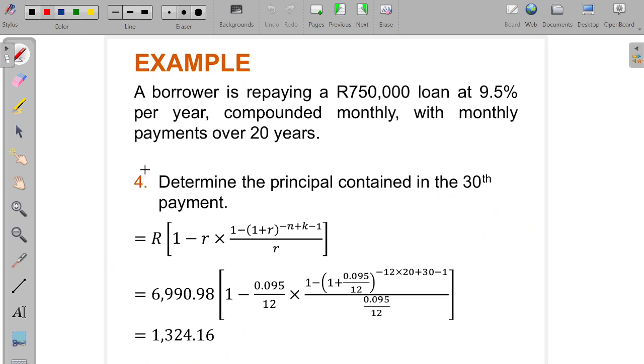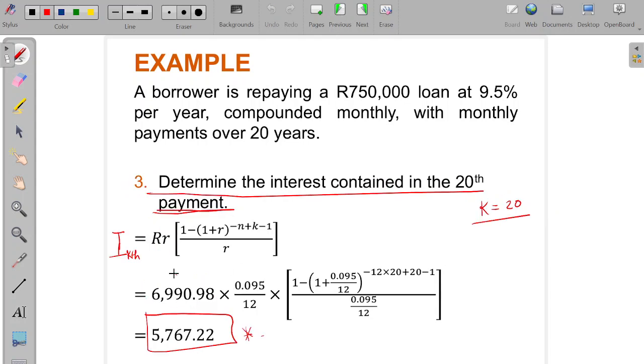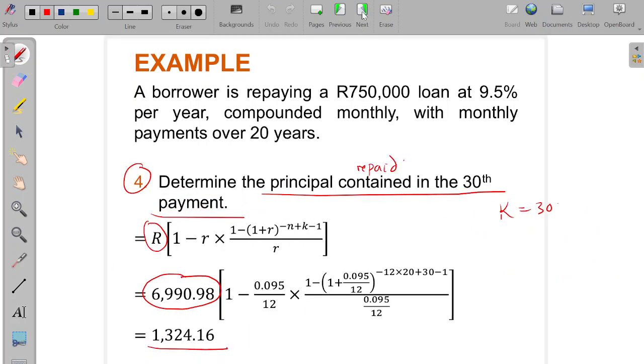Now again, we want to find the principal contained in the 30th payment. That means the principal repaid in the 30th payment. So we use the formula for principal repaid, where K equals 30. We substitute our values there, but don't forget our R. R is what we calculated first, and that is what we are using. Please take note of that.